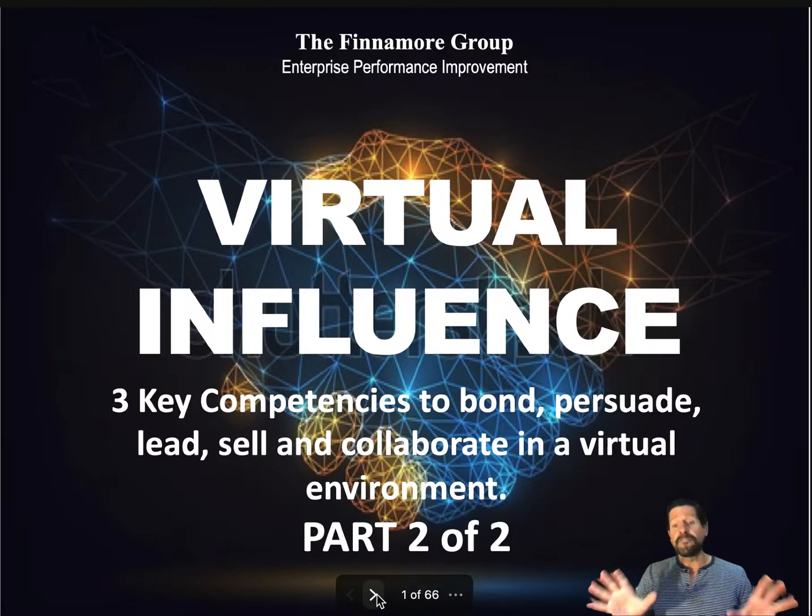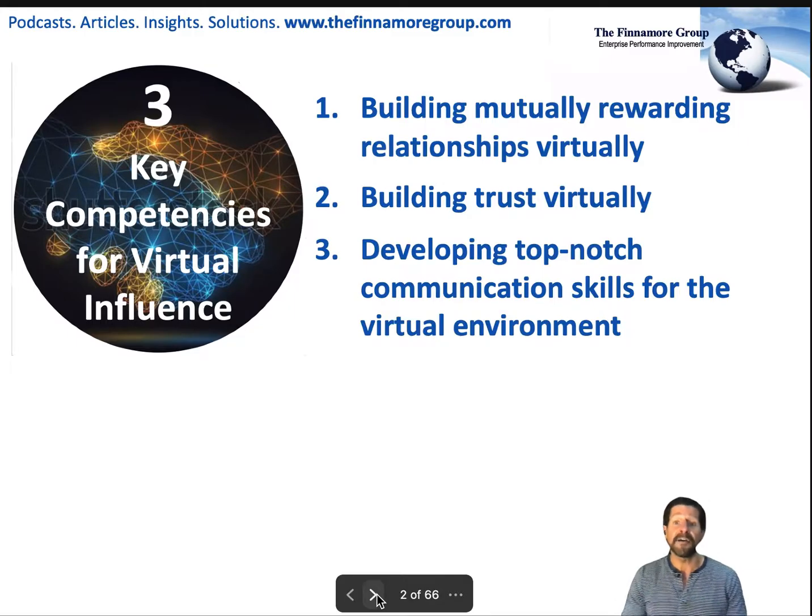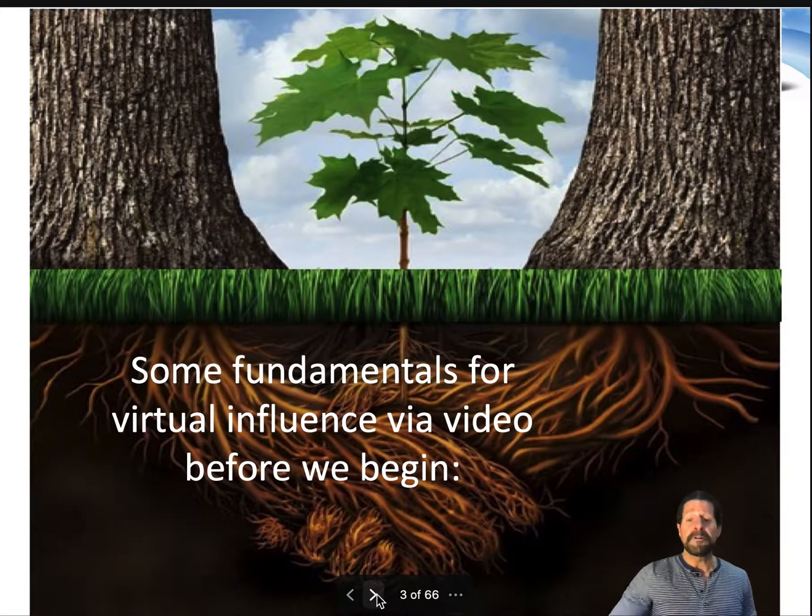So now that we've unlearned the four things in part one and understood the limitations and the new assumptions we have to make, we're now ready to go ahead with the actual skills of influence. We're going to learn how to build mutually rewarding relationships virtually, how to build trust virtually, and how to develop top-notch communication skills for the virtual environment. And there are three of those that we're going to master. But first, we have got to cover some fundamentals for virtual influence.